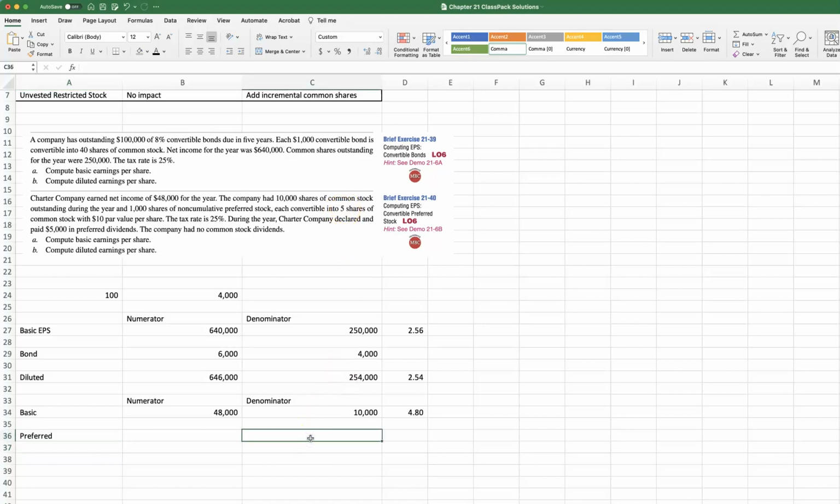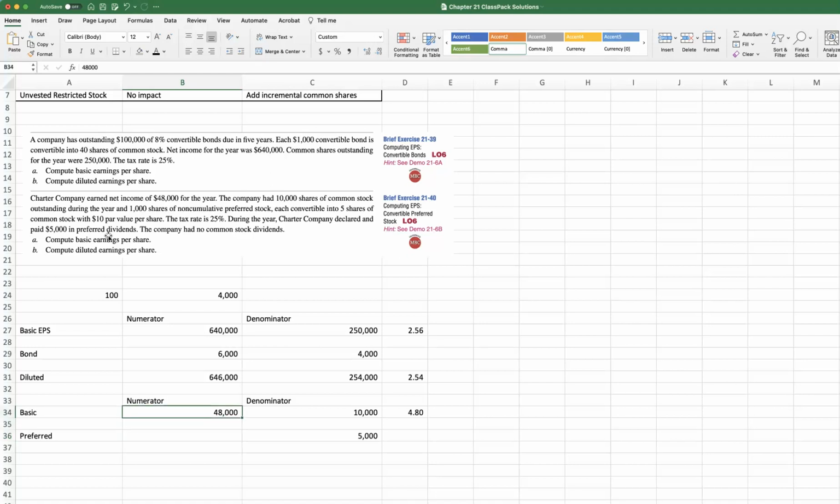But this is non-cumulative. So we have 1,000 shares of non-cumulative, each convertible into 5 shares of common stock. So let's update our denominator. We have 1,000 shares, non-cumulative, and they each can get 5 shares of stock. Let's make sure that they actually did declare a dividend during the year. They declared and paid $5,000 in preferred dividends.